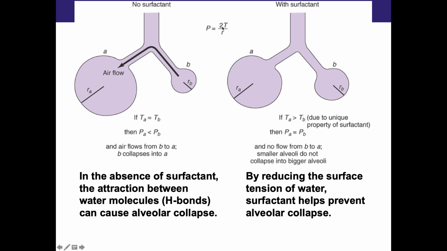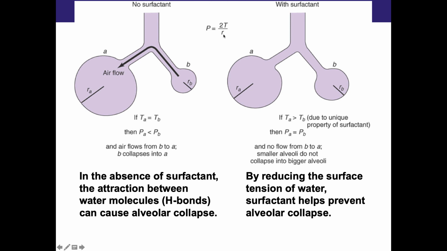Surface tension divided by the radius of the alveoli. So what this is saying is if surface tension is high, then the alveolar pressure is going to be high. Or if the radius is small, like B here, then the pressure is actually going to be high. There's an inverse relation. So the smaller the radius, the higher the pressure.